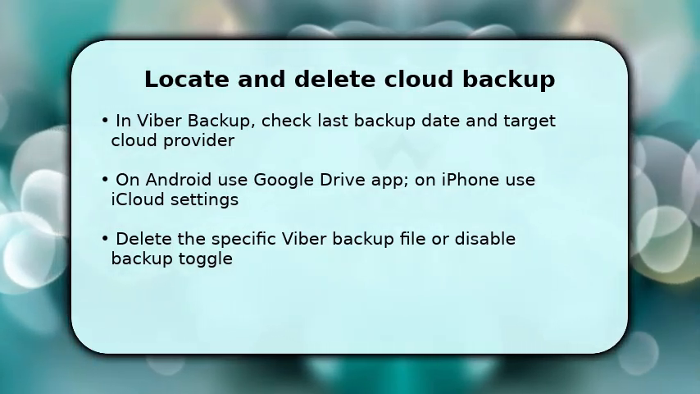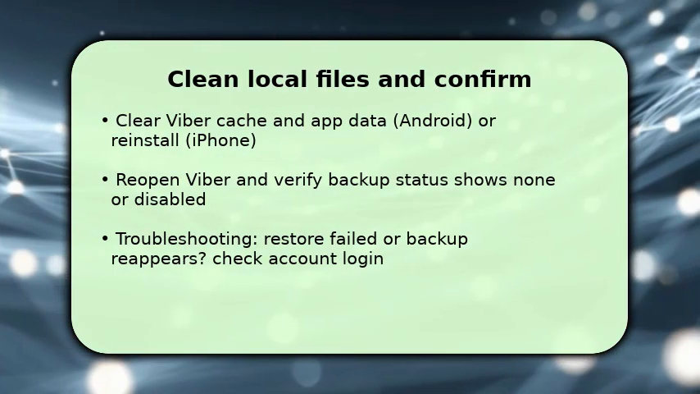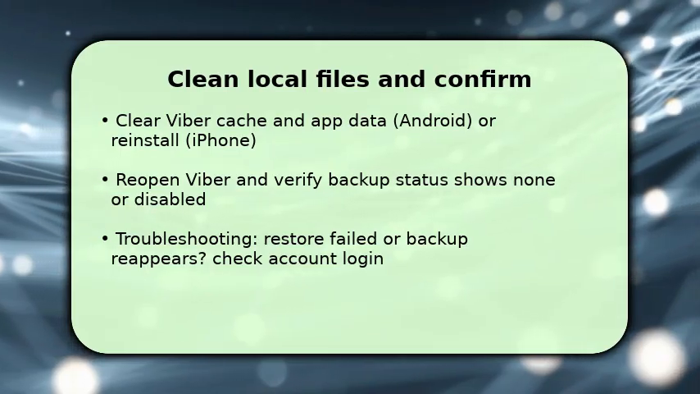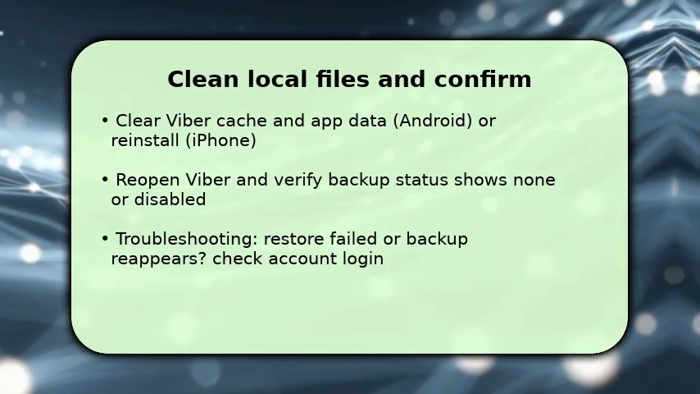Now remove local copies. On Android, go to Settings, right arrow Apps, right arrow Viber, right arrow Storage, right arrow Clear Cache or Clear Data. On iPhone, deleting and reinstalling Viber clears local message cache.